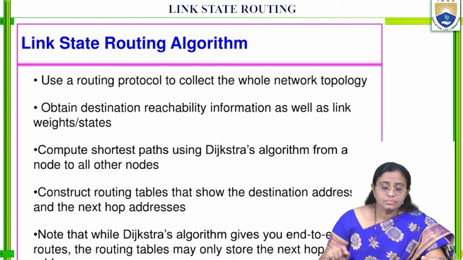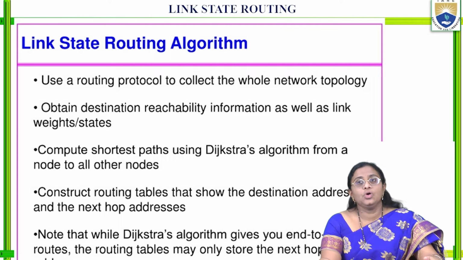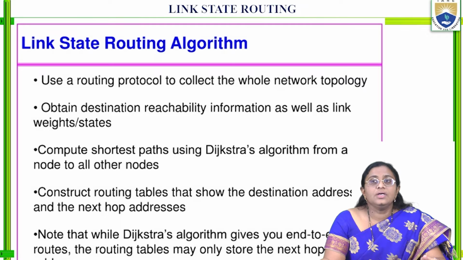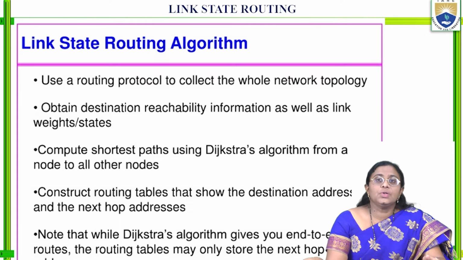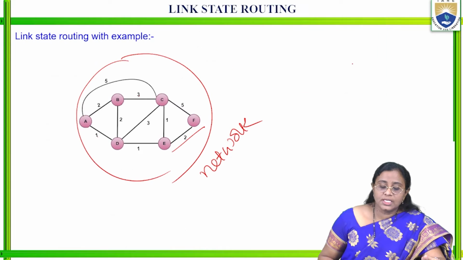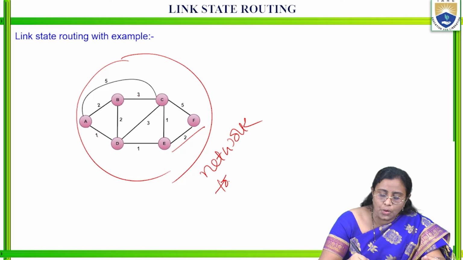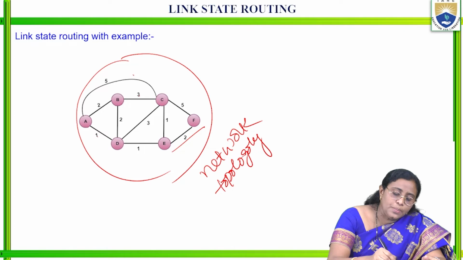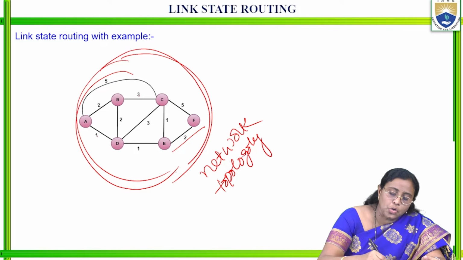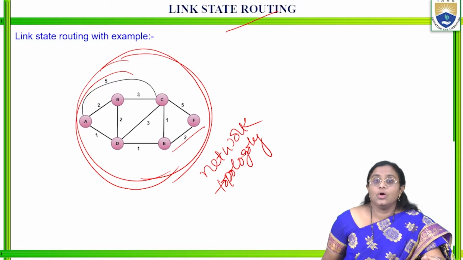So here, the link state routing algorithm uses a routing protocol to collect the whole network topology. That means the link state routing algorithm is useful to collect the whole network by means of a total topology. If you take the example of this one, it is nothing but the network topology to collect all the networks and the links which are associated within one network topology. If you want to identify it, it will be by means of a link state routing algorithm.